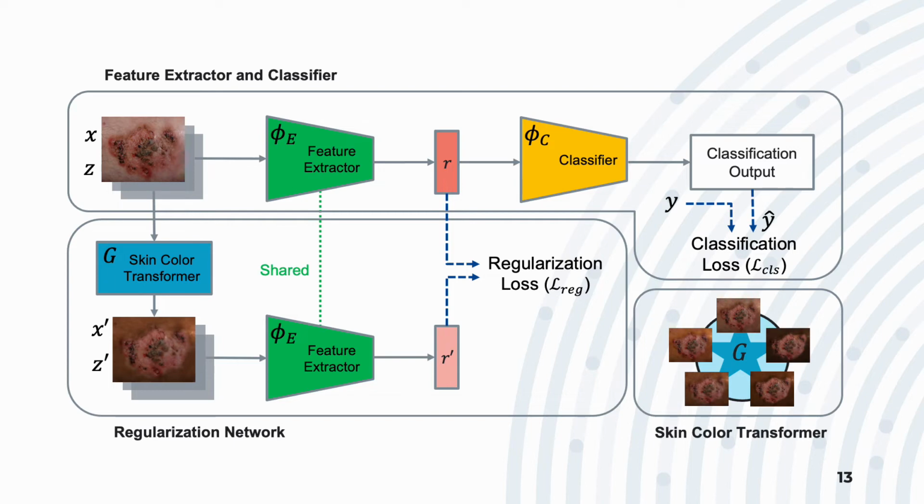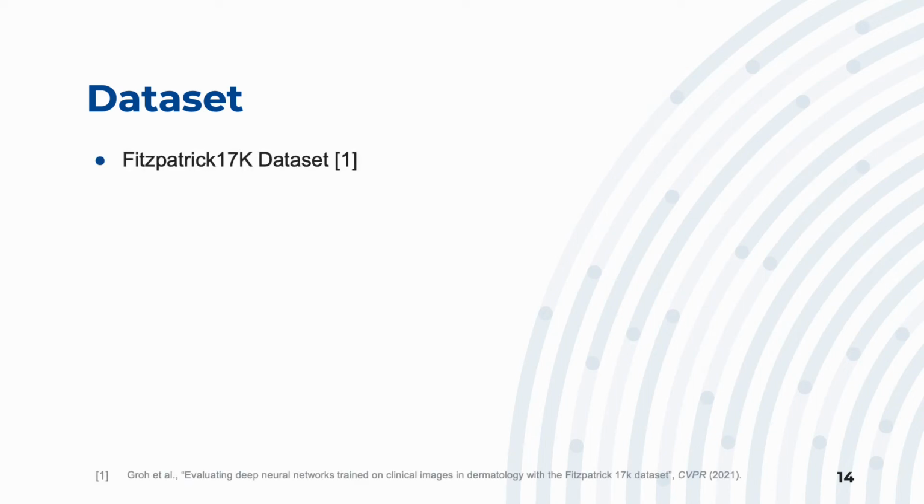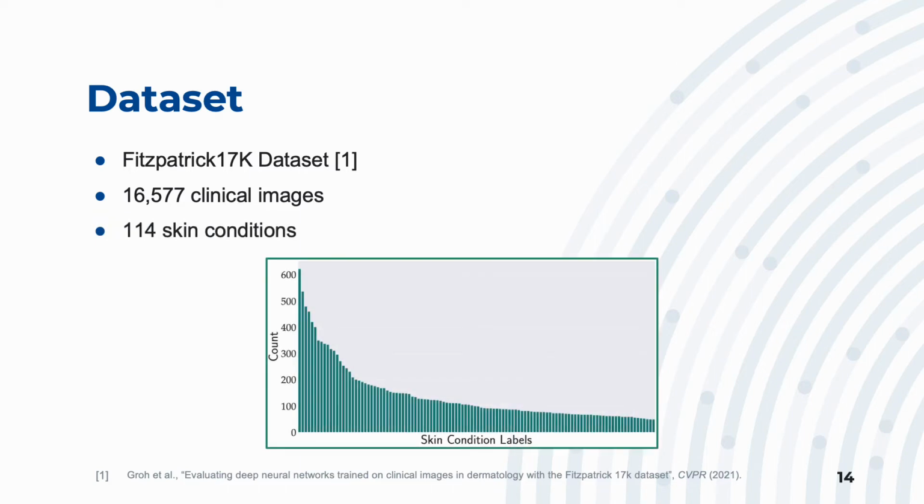In this work, we primarily focus on clinical skin lesion images, so we evaluate the performance of the proposed method on the Fitzpatrick 17K dataset. The Fitzpatrick 17K dataset contains 16,577 clinical images. This dataset includes 114 skin conditions, and you can see the distribution of the skin condition labels in this figure. Notice that the number of images across different skin conditions is not uniformly distributed.